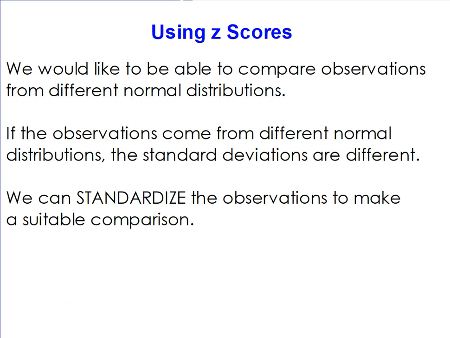Well, we would like to be able to compare observations from different normal curves. So if I've got one, say, measured in feet and the other one measured in meters, I can compare them if I standardize them. Observations come from different normal distributions. Maybe we've got a population of students here versus a population of students in Bismarck that both follow the normal curve, but we want to compare them. It standardizes the observations to make some suitable comparison.